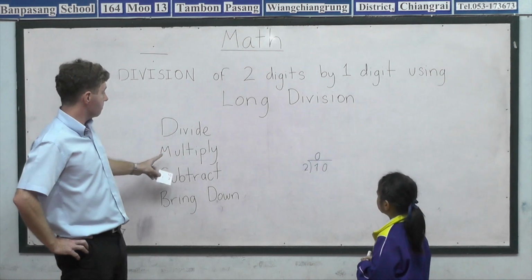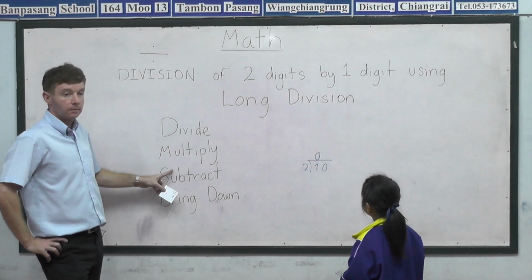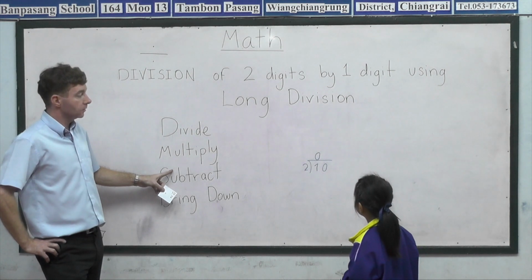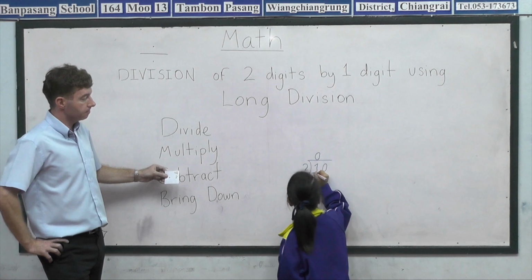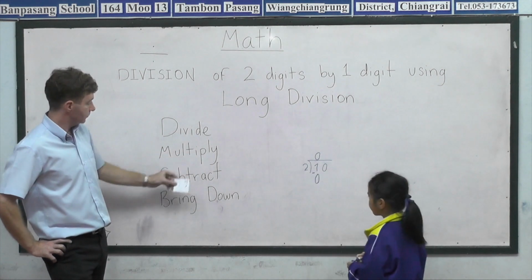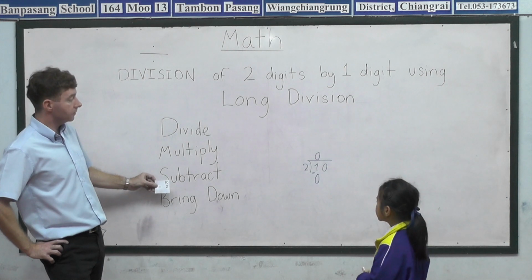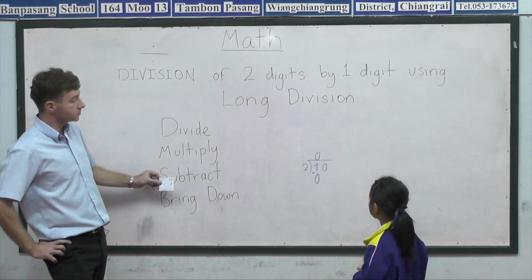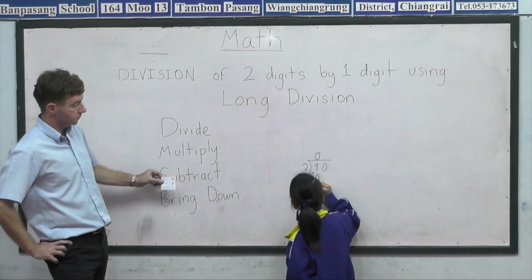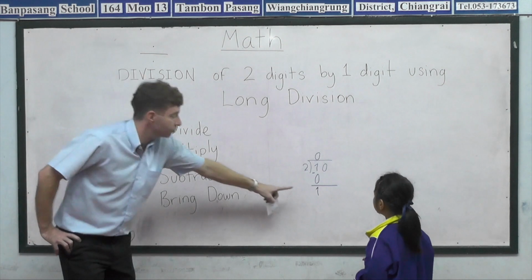And then multiply. 2 multiplied by 0 equals 0. Okay, so next step, subtract. 1 minus 0 equals 1. Okay, so what do we do with this 1 now?